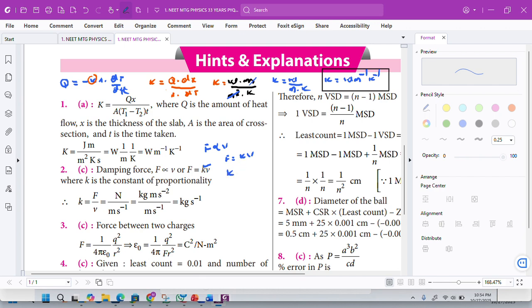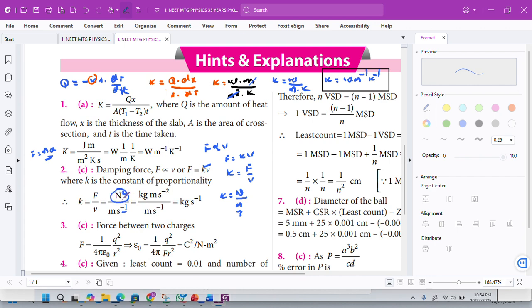So K, the constant, is equal to F by V. What is F actually? F is nothing but force, that is Newton. Force is equal to M into A. Then Newton divided by velocity, which is meter per second. So Newton per meter per second. That second you can take into the numerator here, then it becomes meter second to the power of minus 1.